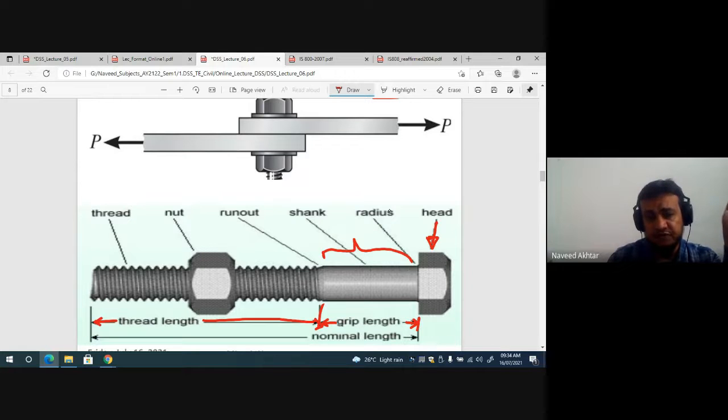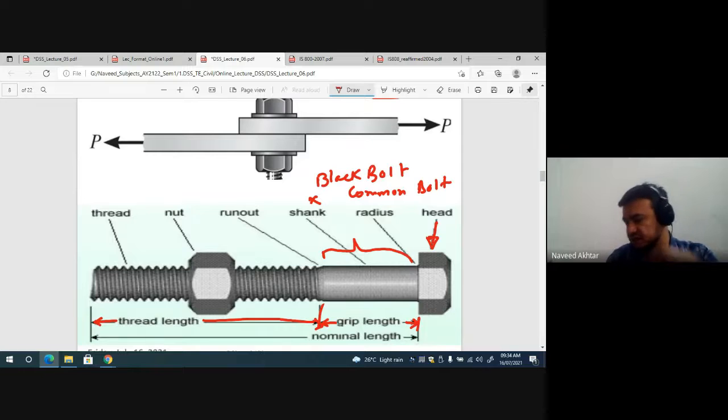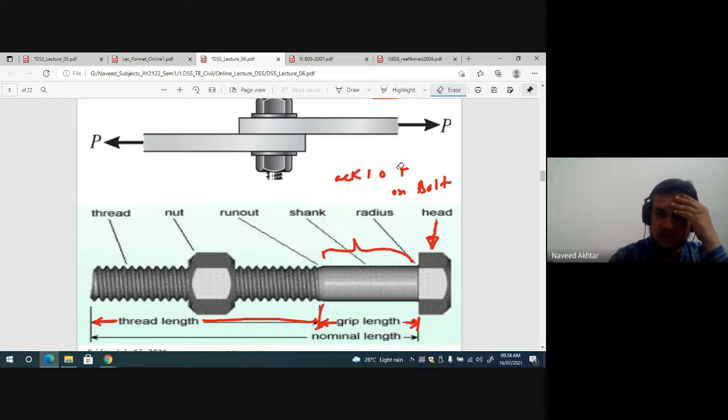Okay, and in case of the common bolt or black bolt, it is fully threaded. There is no shank area in the black bolt. If it is a black bolt, or common bolt, it may be called a common bolt, then there is no shank area. Shank area is not there. That is fully threaded. So black bolts are generally fully threaded. Okay? So you can remember that.